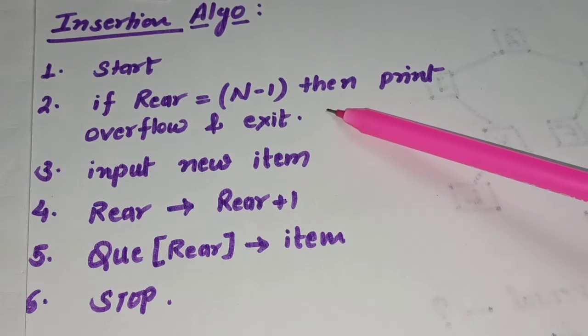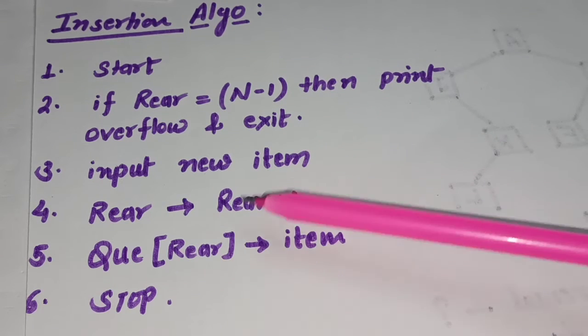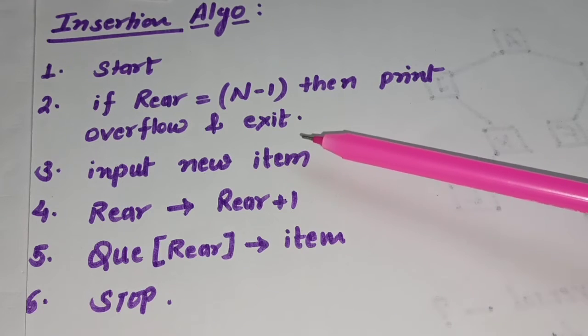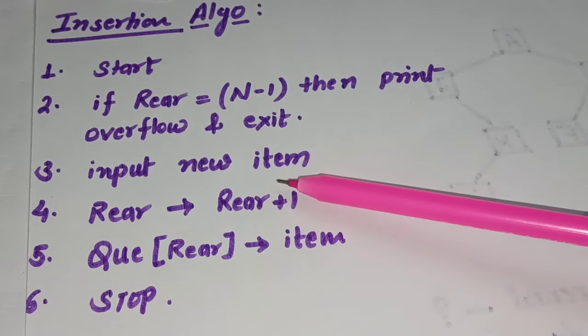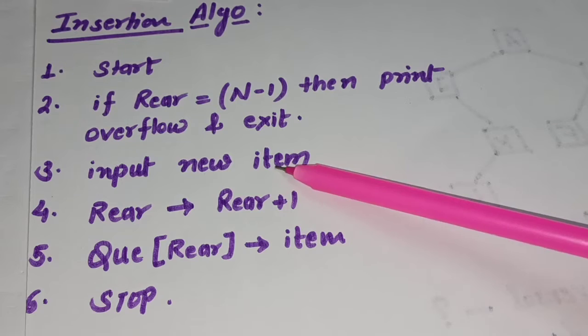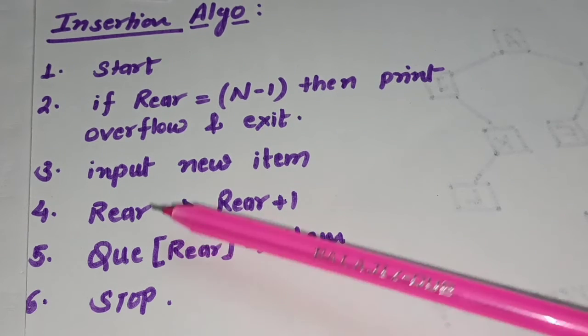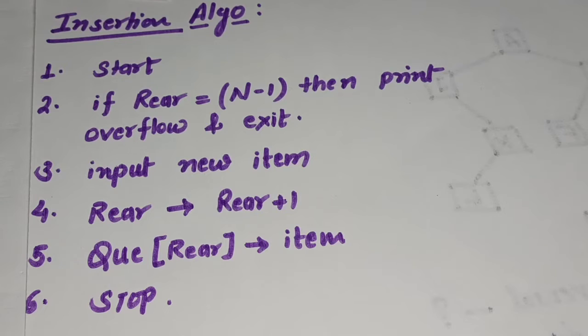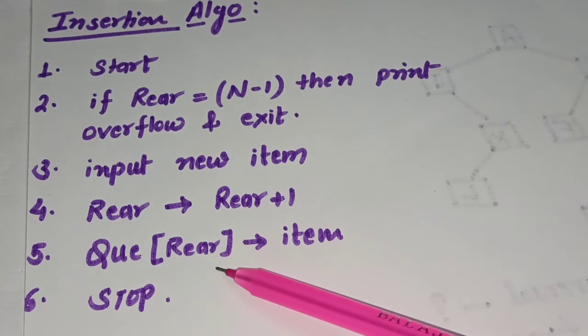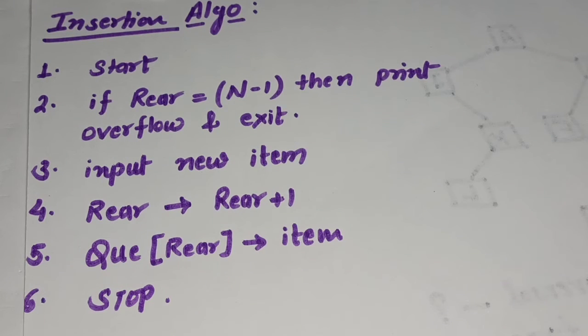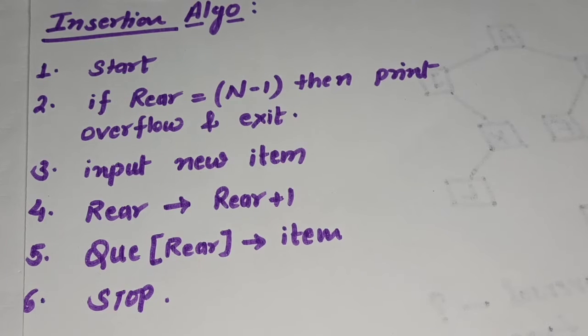After this, if this condition is false, it will come to the next step, input new item, or we can say new element, whatever we want to enter in the queue. Take that element, and after this rear is equal to rear plus 1, means we increase the index position of rear. If rear is in the third position, now rear position will be 4. Queue simply works as an array.